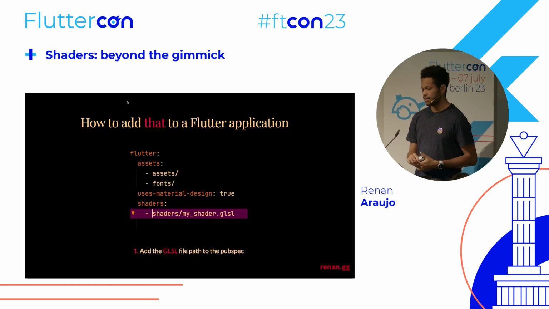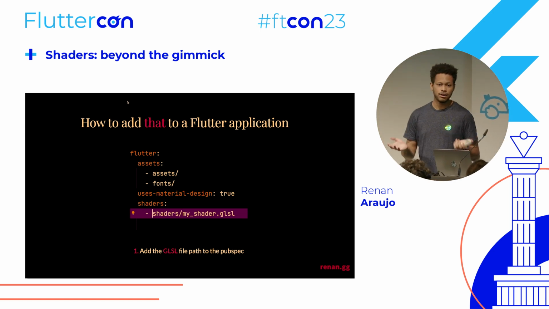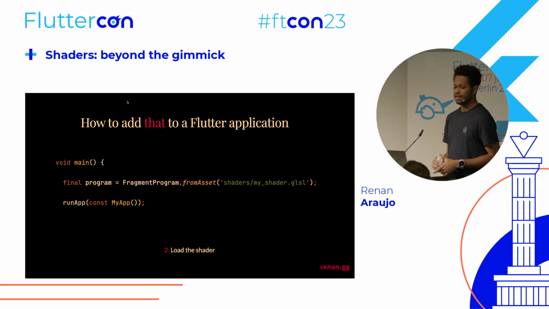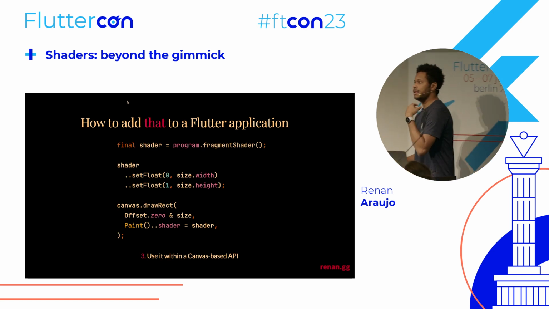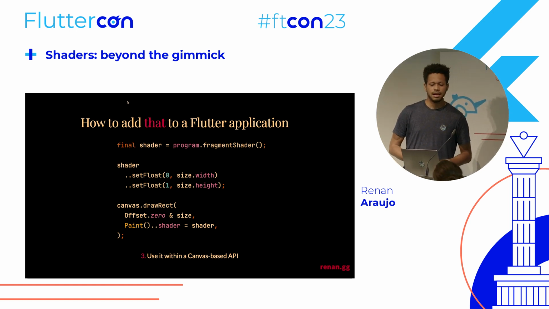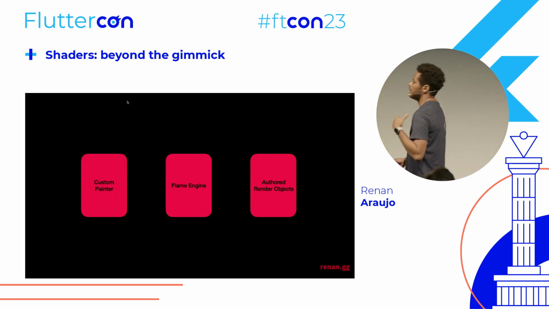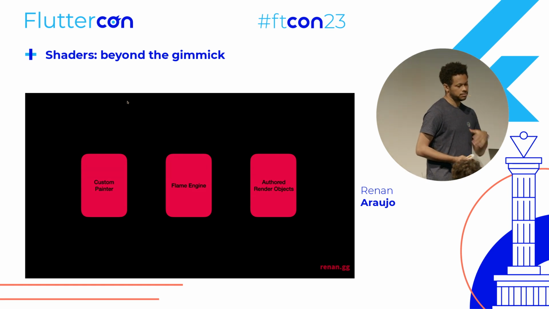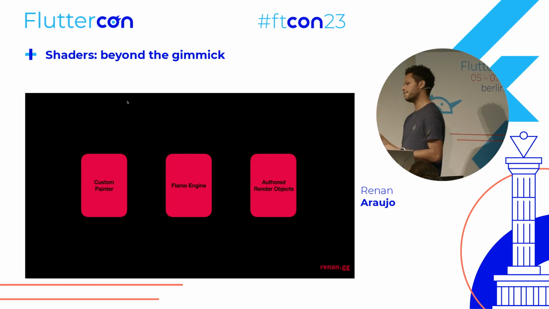Okay, so to add this to an actual Flutter application, there are 3 steps. First of all, you declare this file just like an asset in the pubspec, and then you load the shader, and then you apply the shader. And you apply the shader in any canvas-like API that you can use on Flutter. From my experience, the main ones are CustomPainter, the Flame engine, and also custom render objects. So if you write your own render objects, you can use the shaders directly in the paint method.